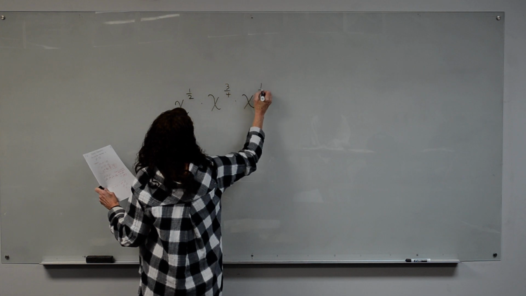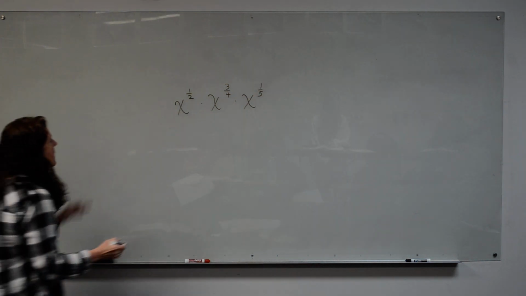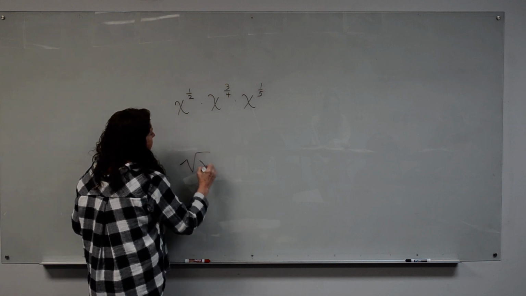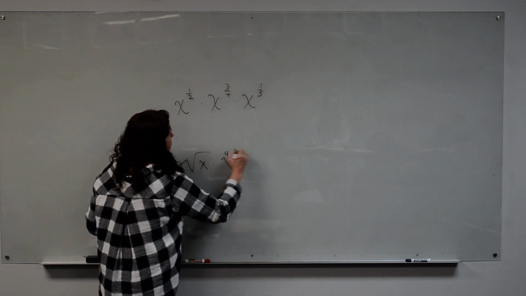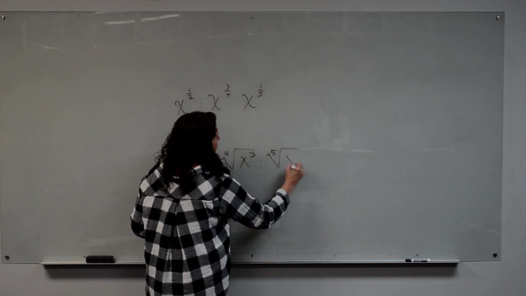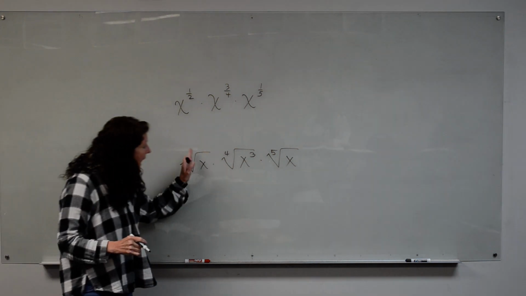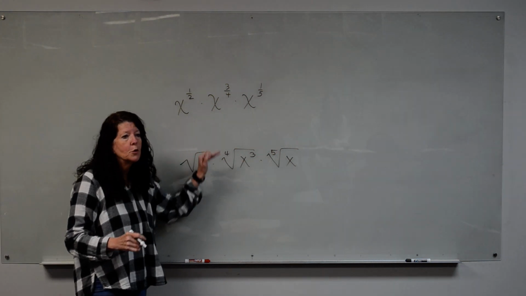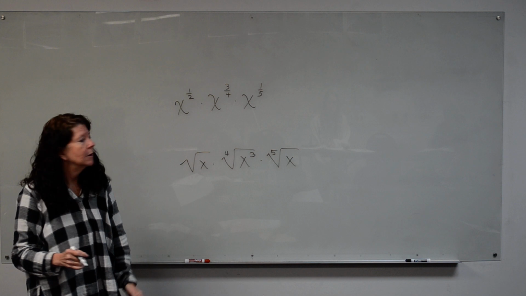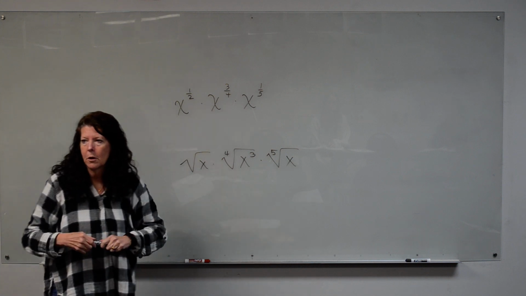And you go, what in the world? Well, that'd be like saying the square root of x times the fourth root of x to the third power times the fifth root of x. Normally, I can't do anything with that because they have to all have the same root to be able to multiply together. So what they've done is they've switched them to exponent form.